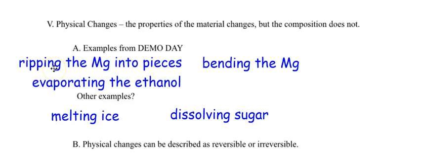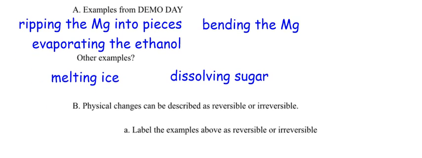So think about this. I'm ripping it into pieces, I'm bending it, I'm just changing location. I'm evaporating it, going from a liquid to a gas. Melting, I have a nice strong structure like an ice cube, and now it just blobbed all over the place. It's changed location. So is dissolving. Physical changes can be described as reversible or irreversible. What can I put back? If I rip magnesium into pieces, can I get the magnesium strip back? The answer is no. So this would be irreversible. Bending magnesium, reversible. As long as I don't break it, it will bend back.